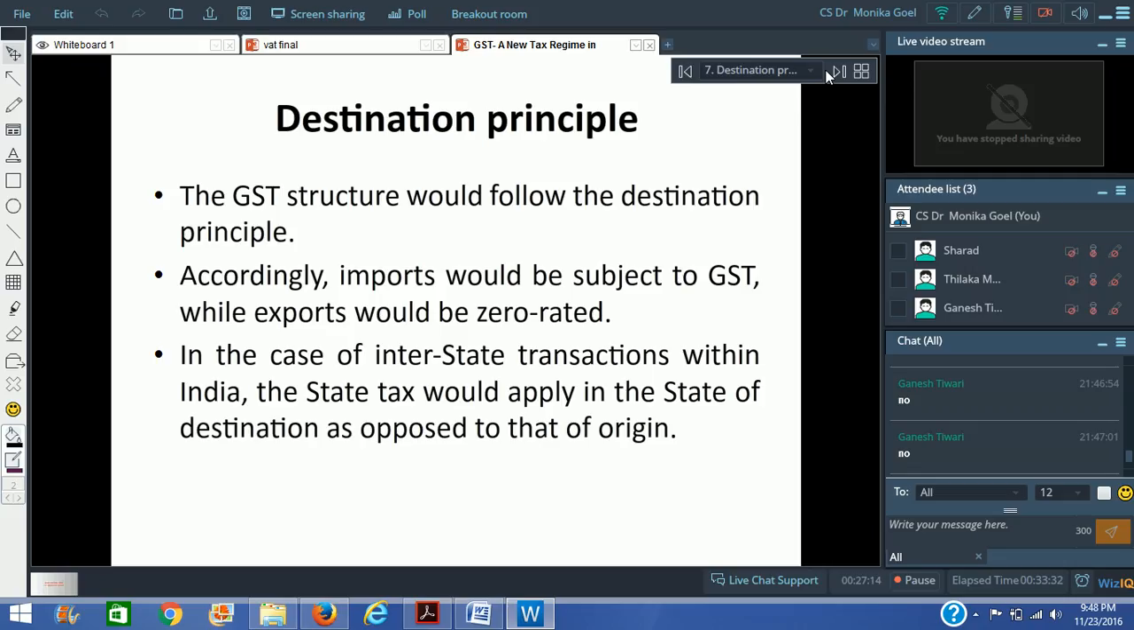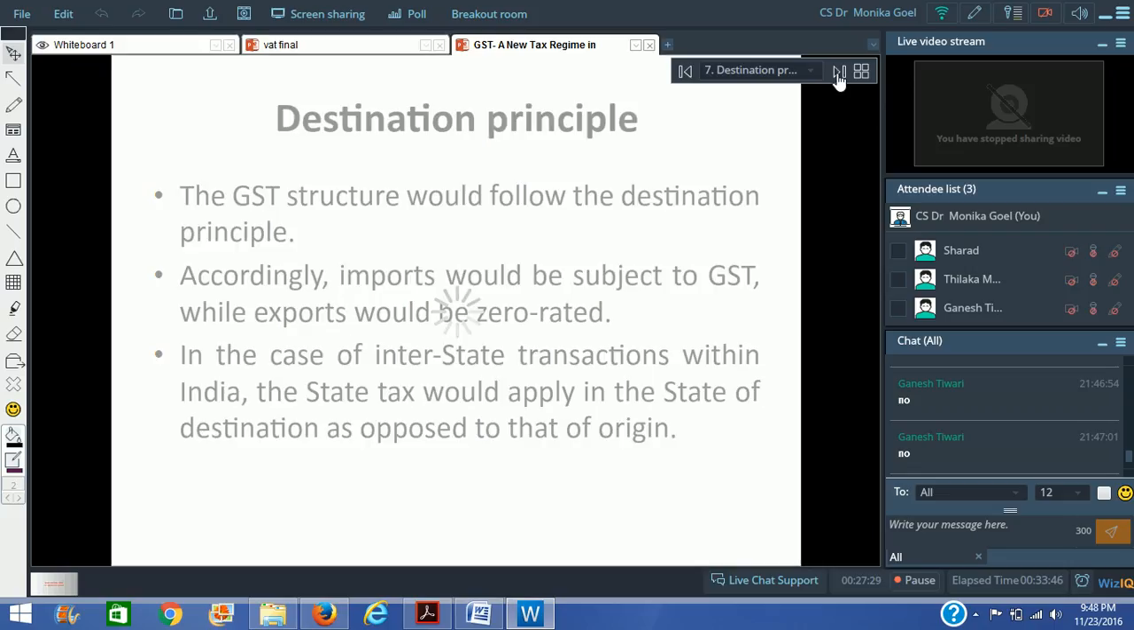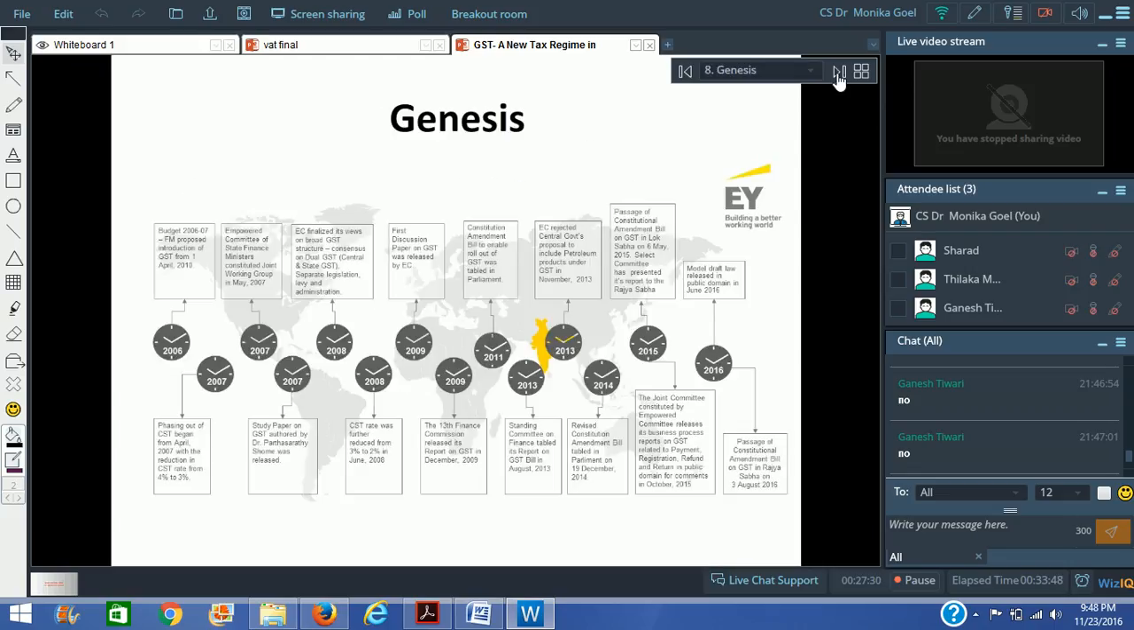In case of interstate transactions within India, that means if a transaction has to happen between Himachal Pradesh and, say, Arunachal Pradesh, in that situation we will again apply destination based taxation. So the state which is getting the goods will be getting the taxes.